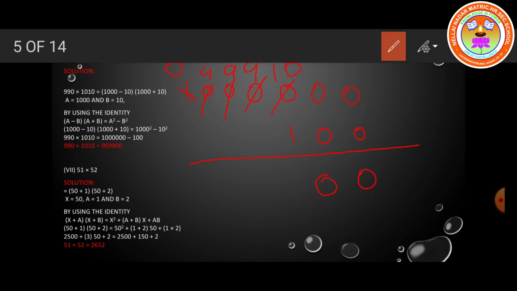Here 0 cut, you have to put it 10. Now we are going to subtract. What is 10 minus 1? 9. 9 minus 0, 9. 9 minus 0, 9. 9 minus 0, 9. What's the answer?